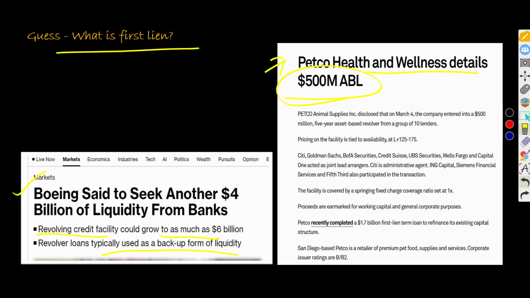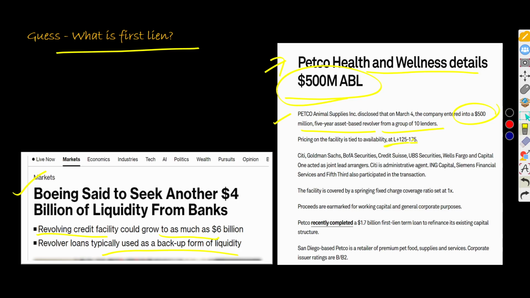But if you see the important details, read a few pieces of information so that you can relate. Petco Animal Supplies Inc. disclosed that on March 4 the company entered into a $500 million 5-year asset-based revolver from a group of 10 lenders. So it means 10 lenders offer a credit facility, like a credit card, to Petco Health with LIBOR plus 1.75, you can say 1.75 interest rate.